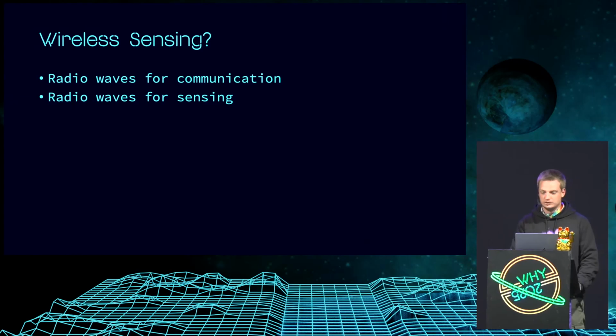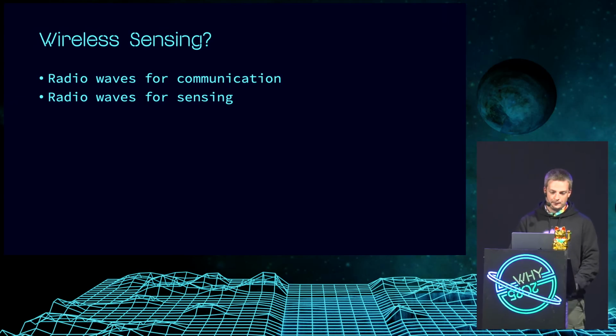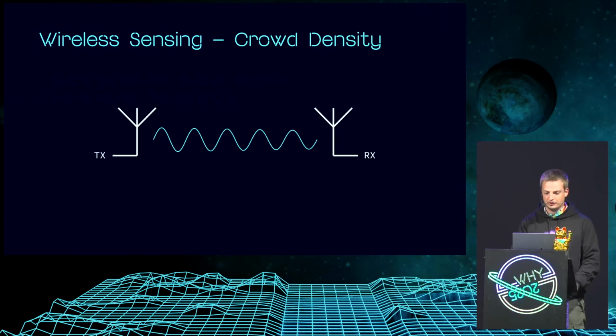So what I'm working on is wireless sensing. Everyone knows how to use radio waves for communication, like Wi-Fi, Bluetooth, or GSM. But you can also use radio waves for sensing. The best known application is probably radar. But you can also use other types of wireless sensing. So what I'm working on is crowd density measurement.